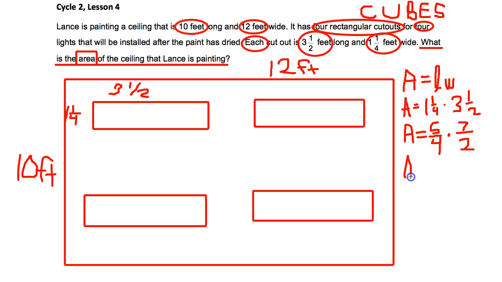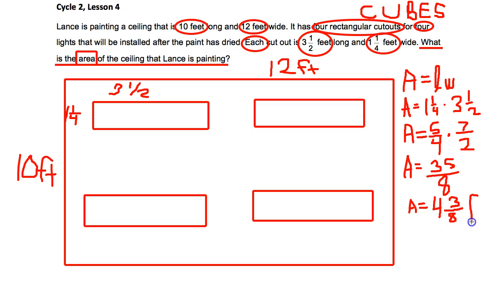So area equals 5 times 7 is 35. 4 times 2 is 8. Now I'm going to convert this improper fraction to a mixed number. So area equals, well, I can get 4 groups of 8 out of 35, because 8 times 4 is 32. 35 take away 32 is 3. So I'm going to put 3 here, and I'm going to put an 8.